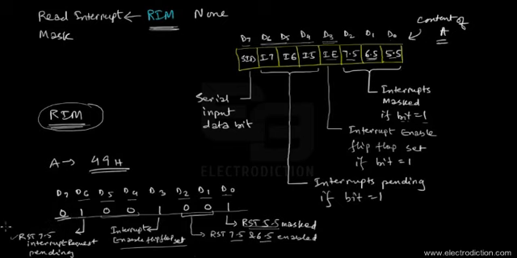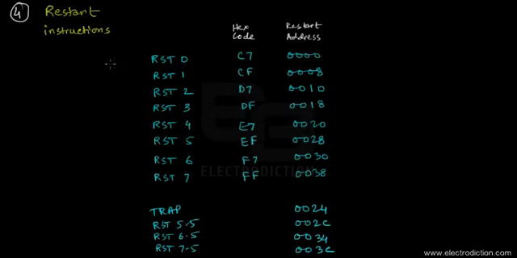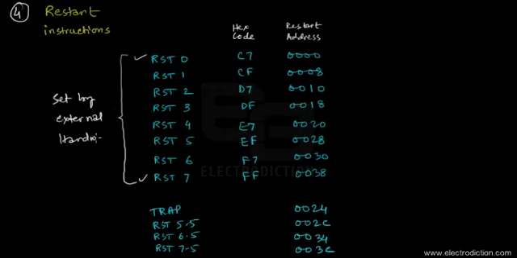All this information can be obtained from a data byte loaded into the accumulator if we use the RIM instruction. Lastly, we have the restart instructions, which form category number 4. There are 8 restart instructions, from RST 0 through to RST 7. These restart instructions are basically set by external hardware.